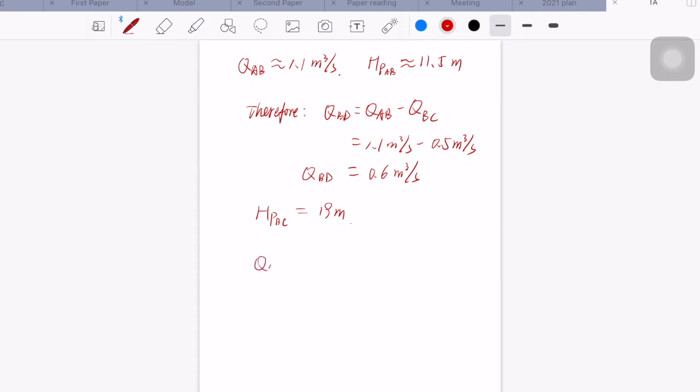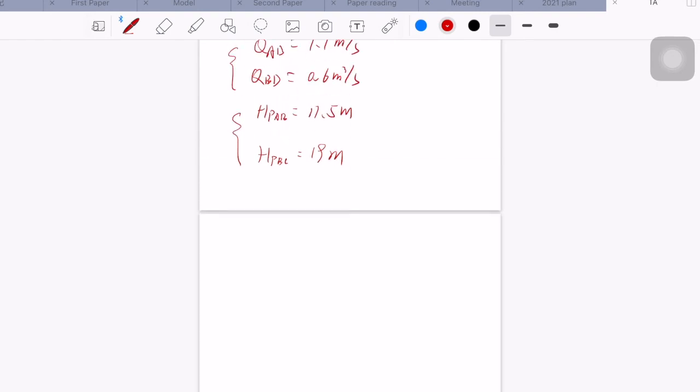We know the QAB equals 1.1 cubic meter per second. The QBD equals 0.6 cubic meter per second. And we also know that the head added to the flow by the pump, HPAB, equals 11.5 meter, and the HPBC equals 90 meter. And we still need to determine the water surface elevation in reservoir C.